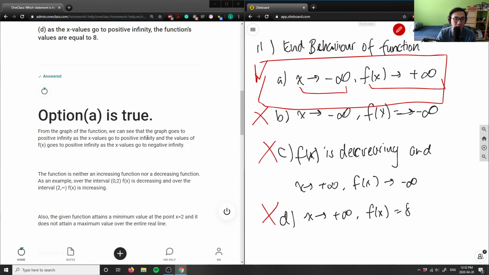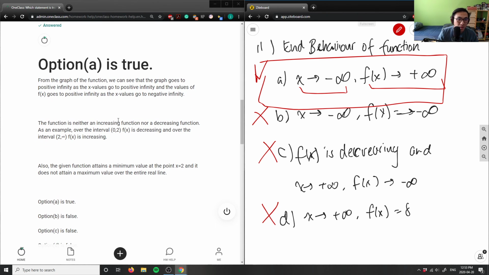From the graph, we can see the graph goes to positive infinity as x goes to positive infinity, and the values of f of x go to positive infinity as the x values go to negative infinity. So they verify what we did here. The function is neither an increasing nor decreasing function. Over the interval 0 to 2 it is decreasing, and over 2 to infinity, the function is increasing here.